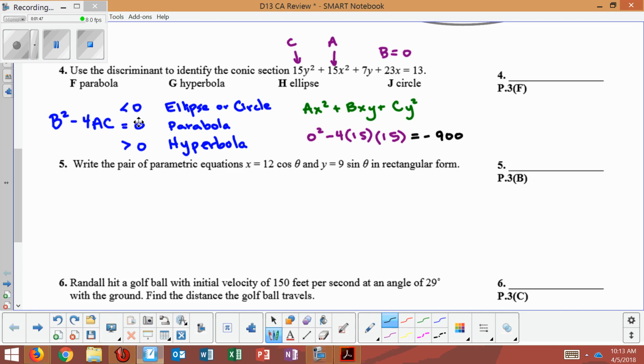Since this is less than 0, it's an ellipse or a circle, and because these numbers are equal, A and C are equal, that's what actually makes it a circle. Now, if we're not sure, what we can do is we can go to our graph.